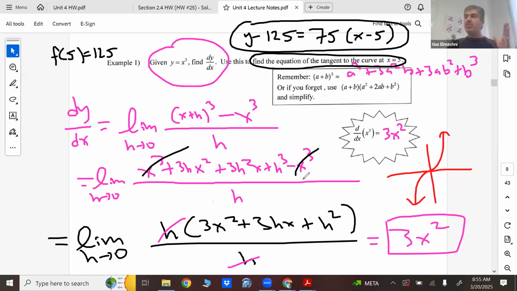But to actually take a look at how the derivative expression relates graphically, right? All those slopes will all be positive. 3x squared confirms that.